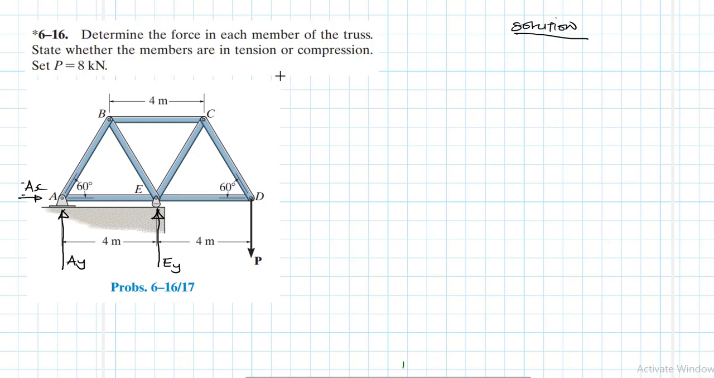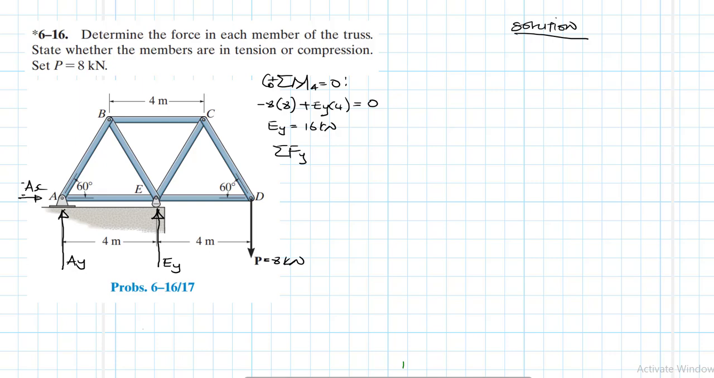Let's work out the summation of moments. We start with A, taking moments about A equal to 0, with clockwise as our reference. P has been given as 8 kilonewtons. Therefore, we have negative P times the lever arm 8, plus EY times the lever arm, which is 4, equal to 0. Therefore, our EY is going to be equal to 16 kilonewtons.